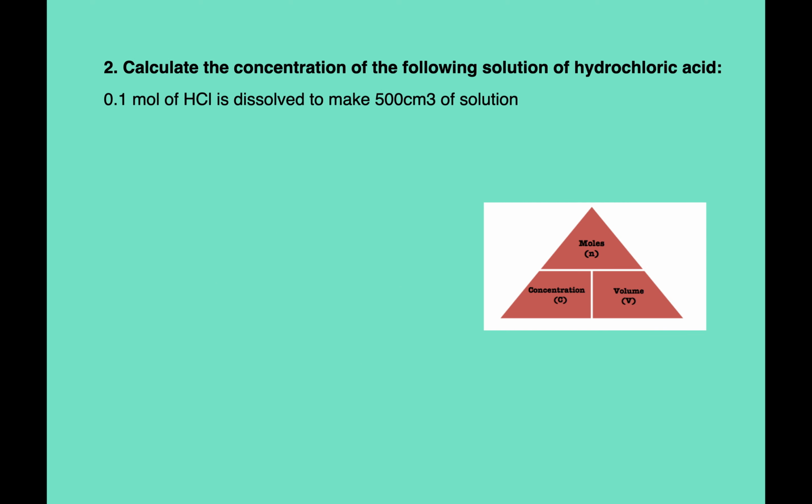Okay, another practice calculation. Calculate the concentration of the following solution of hydrochloric acid. So you've got 0.1 moles of HCl dissolved to make 500 centimeter cubed of solution. Great. So what have we got? We've got a number of moles, and we've got a volume, haven't we? If we've got moles and a volume, we can work out the concentration. There's the concentration. Now you might want to stop the video for a second so you can work it out.